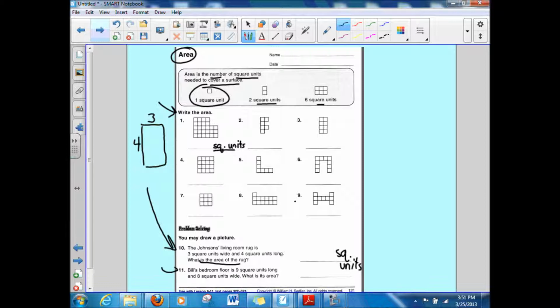Number 11. Bill's bedroom floor is 9 square units long and 8 square units wide. What is its area? And again, if you draw yourself a picture and label it to help your mind think about what they're asking, 8 on one side and 9 on the other side.